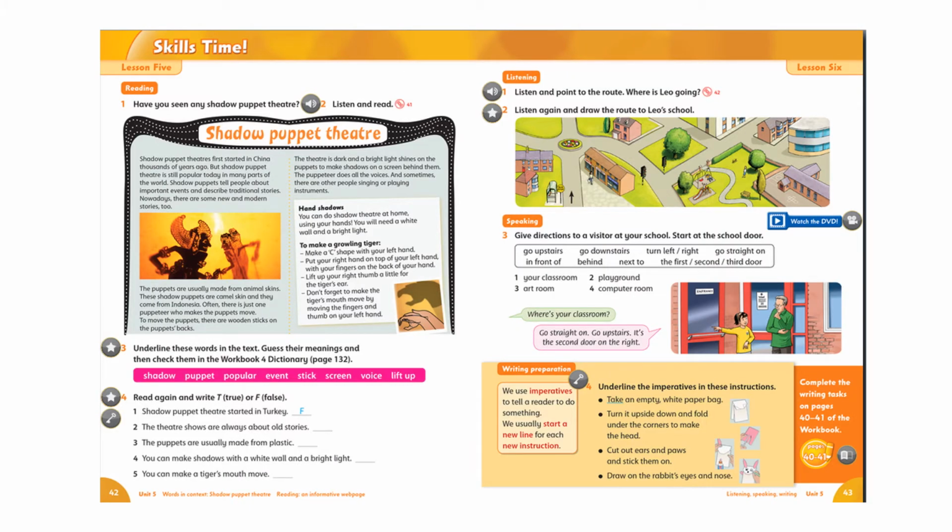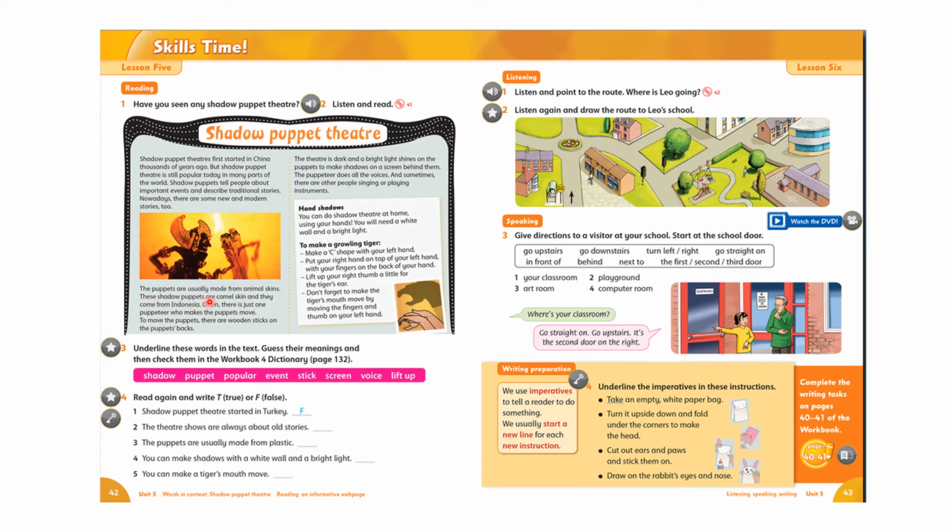On page 42, we are going to learn about Shadow Puppets Theater. Let's read the text together. Shadow Puppet Theater. Shadow puppet theaters first started in China thousands of years ago, but shadow puppet theater is still popular today in many parts of the world. Shadow puppets tell people about important events and describe traditional stories. Nowadays, there are some new and modern stories too.